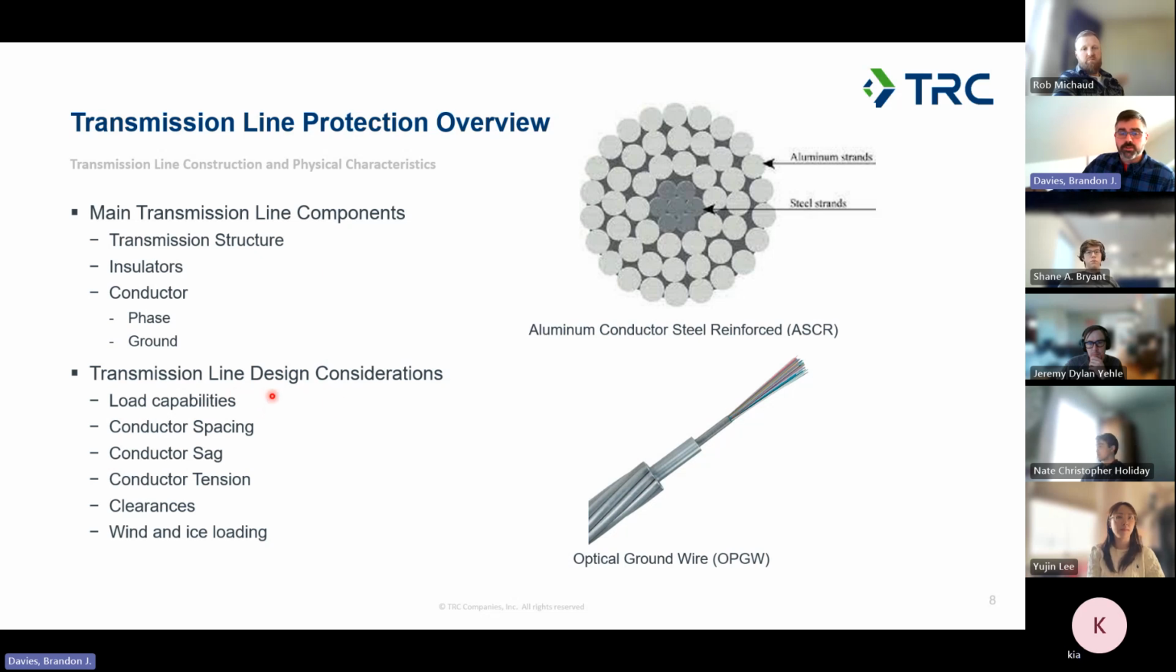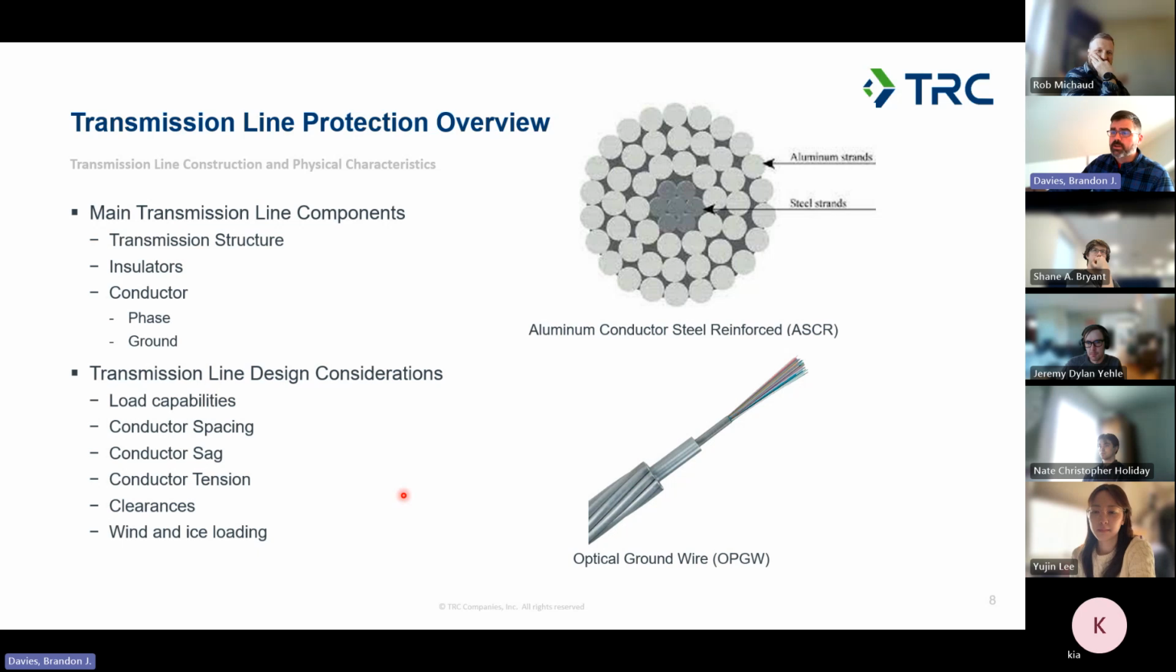Once that's figured out, our transmission line engineering folks get in and start working out the physical parameters of how you're going to build the line. What kind of structures do you need? What does the spacing need to be? What tensions are needed on the conductors to get the appropriate amount of sag between the towers? What clearances do you have, and what kind of loading do you need to account for environmental conditions, wind, ice loading, things like that? You've got to plan for these to be very robust.